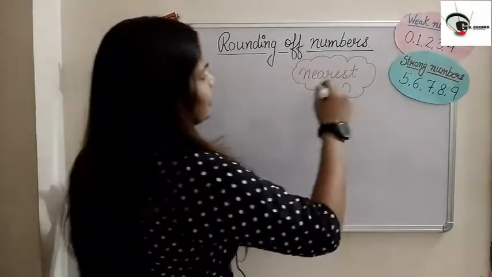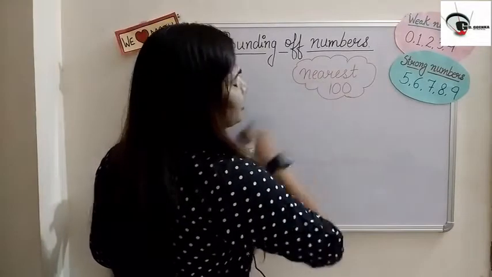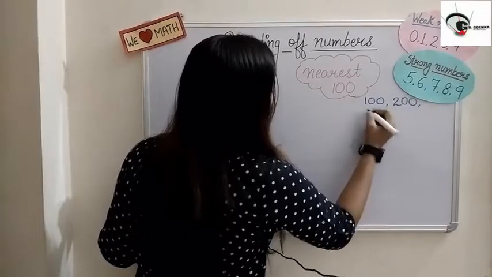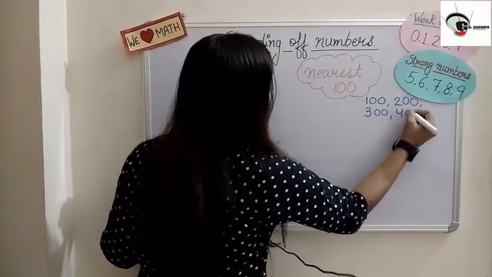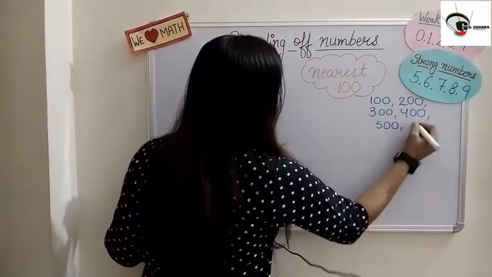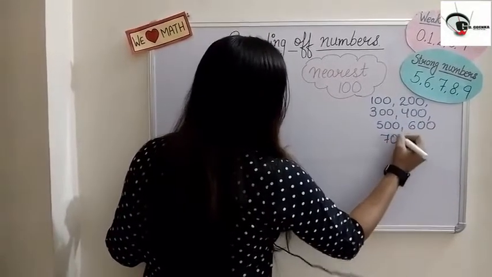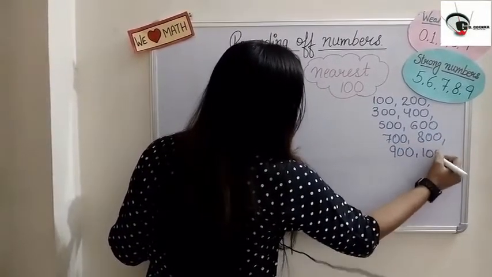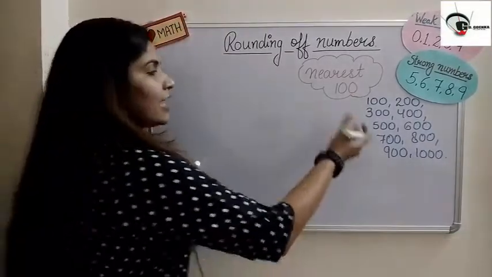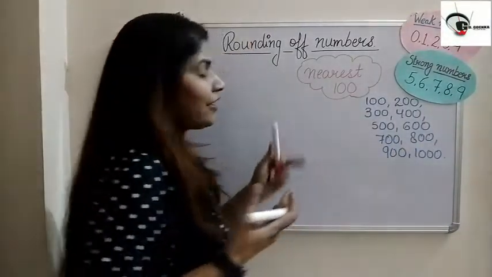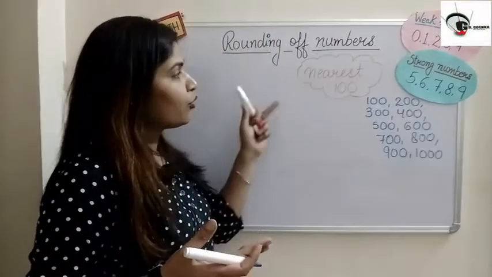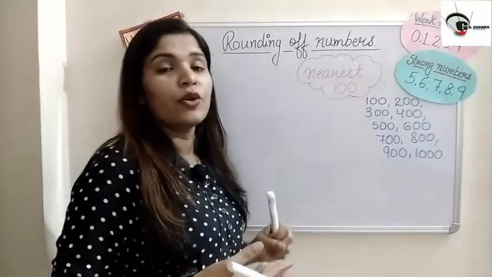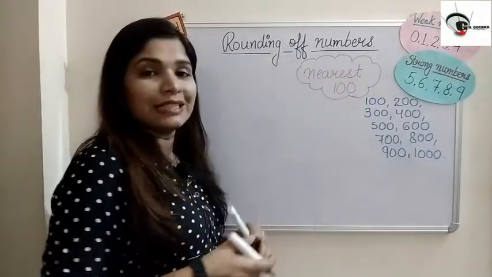Children, let me write down the multiples of 100: 100, 200, 300, 400, 500, 600, 700, 800, 900 and 1000. These are the multiples of 100. Why have I written them here? So that it will be easier to understand that we are going to make the given number into a multiple of 100.